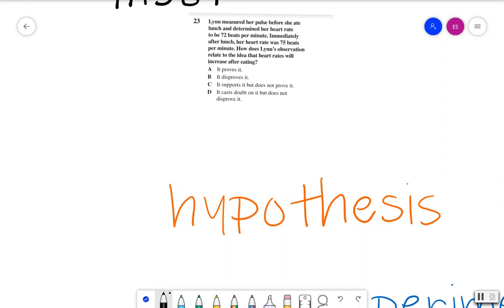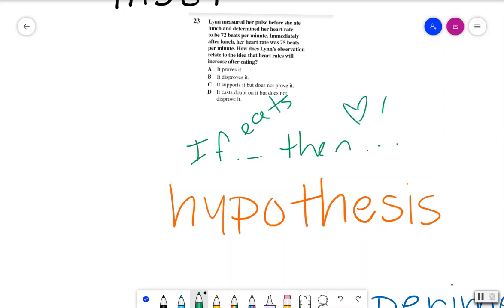Oftentimes you'll see hypotheses written as if-then statements. If this happens, then that will happen. In this case, if Lynn eats, then heart rate will increase.